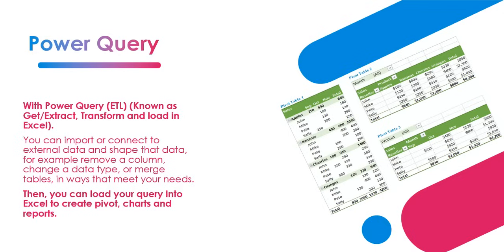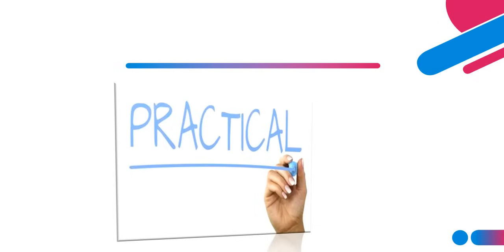Now you can see you can import or connect to external data and shape that data. For example, remove a column, change a data type, or make tables in ways that meet your needs. So that's basically what Power Query is used for. When we reach the pro version of this, I will show you, don't worry. Let's continue. Now let's dive into the practical.